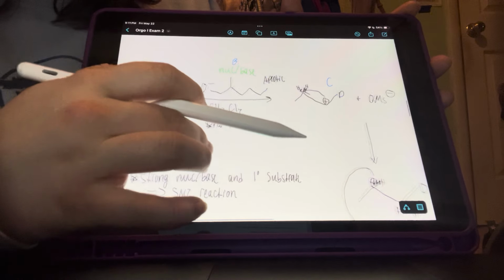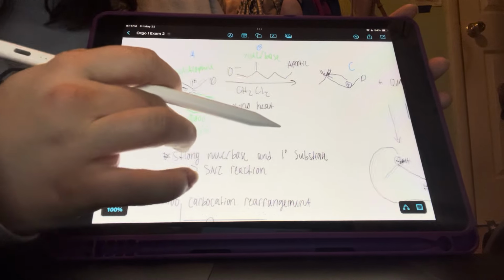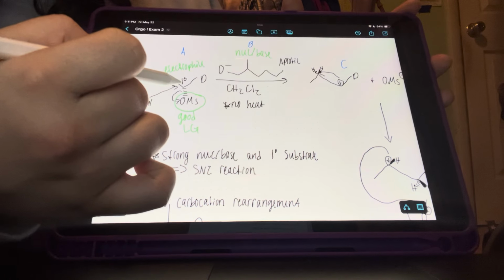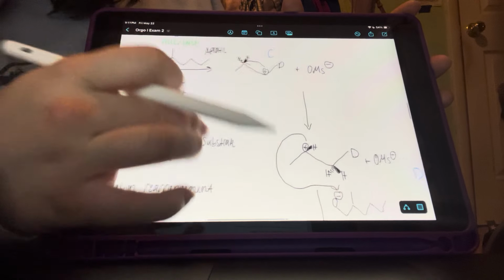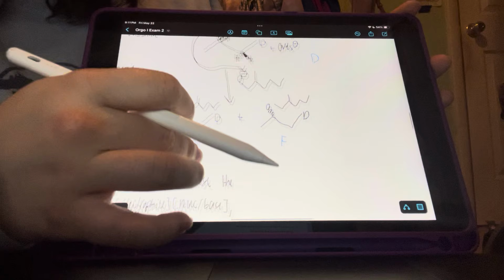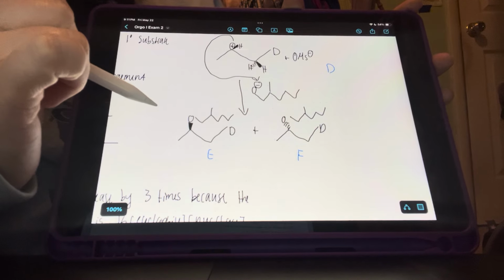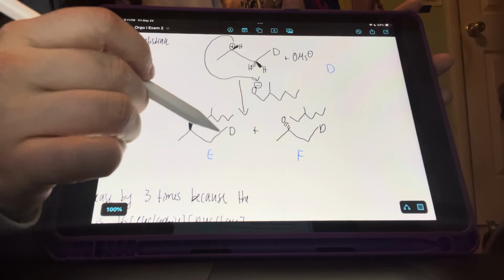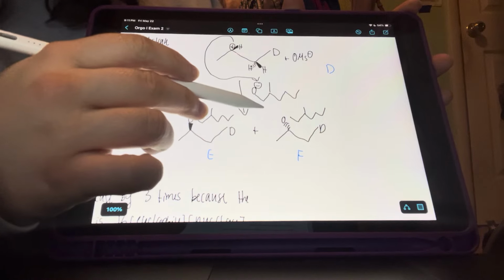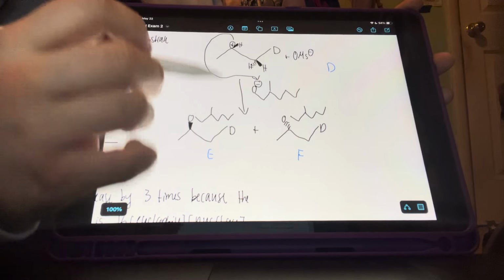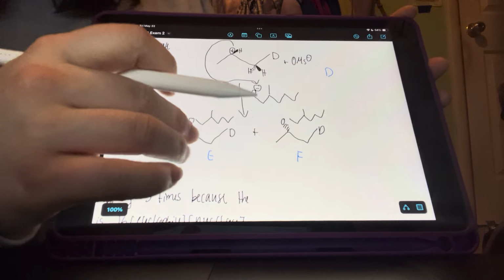And then, is the initial solution optically active? Yes, it is. There's a chiral center here, which allows for optical rotation. And then the final solution will not be optically active because there are two enantiomers and they are an even mix. Therefore, their optical rotation will cancel out because what is in the front and what is in the back, and their chirality is opposite. Therefore, there will be no optical rotation.